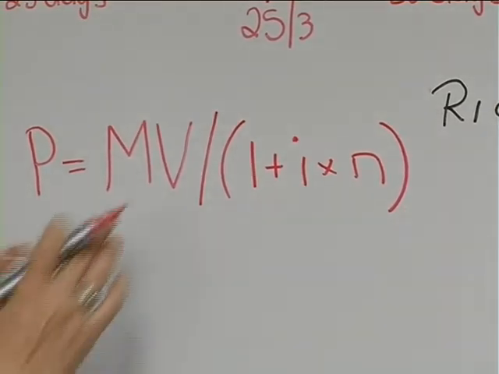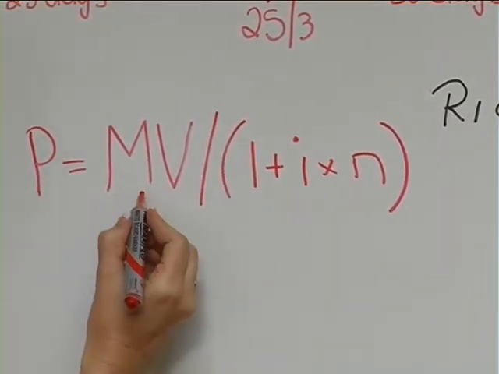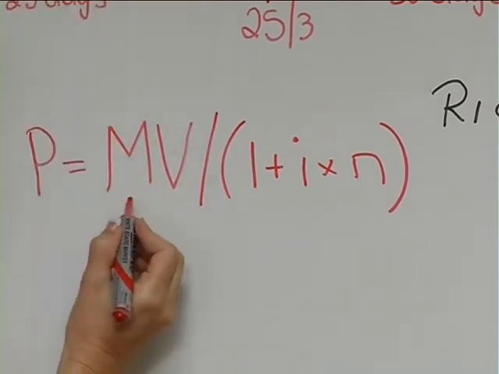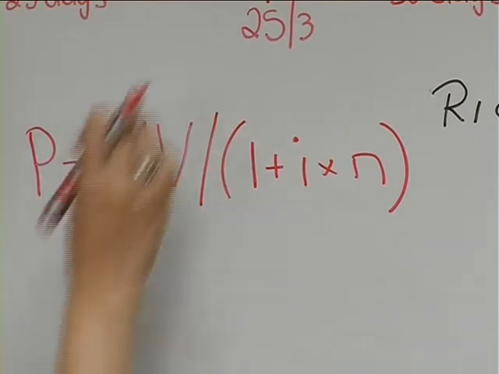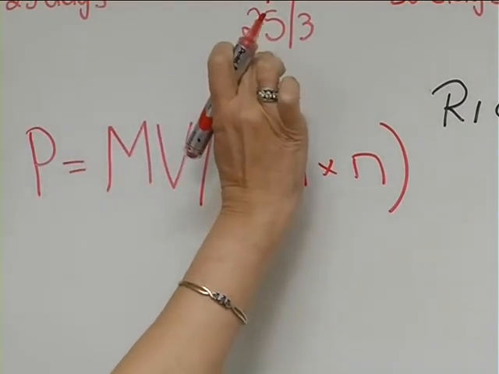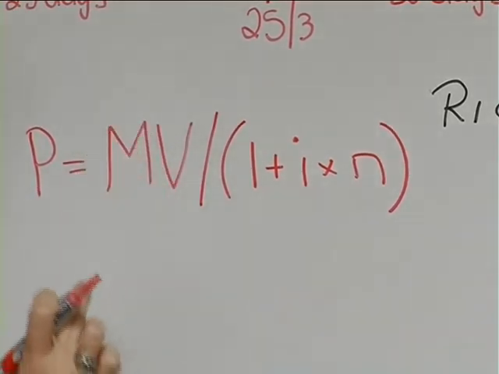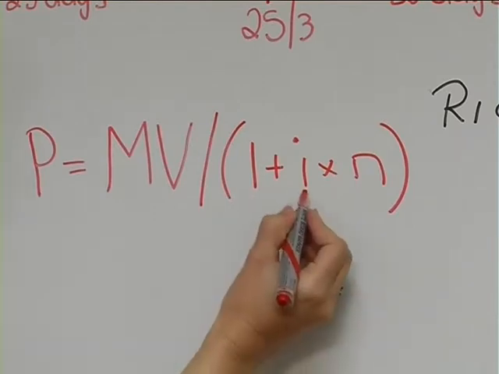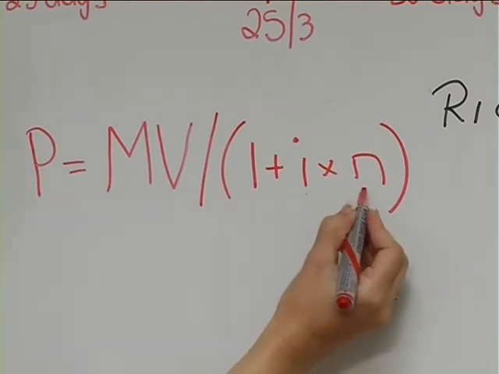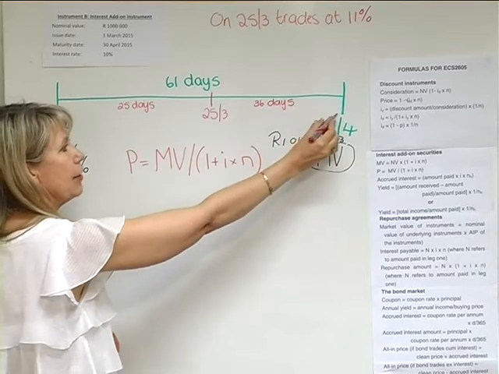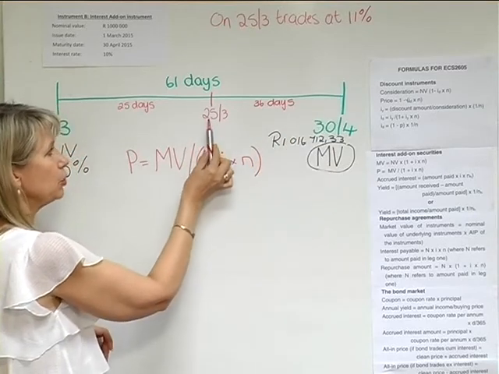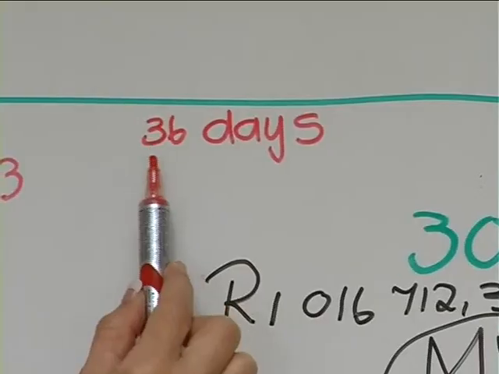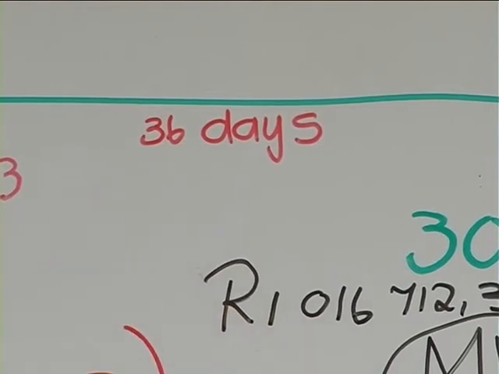Right. Now, if you look at this formula, you can see that you need to know what the maturity value is of the interest add-on instrument if you want to calculate the consideration at which it trades in the secondary market. You also need to know the interest rate at which it trades in the secondary market, and you need to know N, which is the term left until maturity. And from the 25th of March until the 30th of April, there are 36 days. These number of days we will always provide to you.